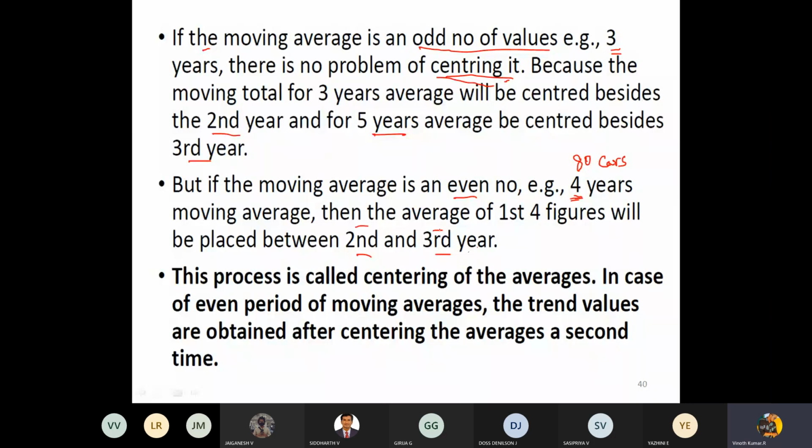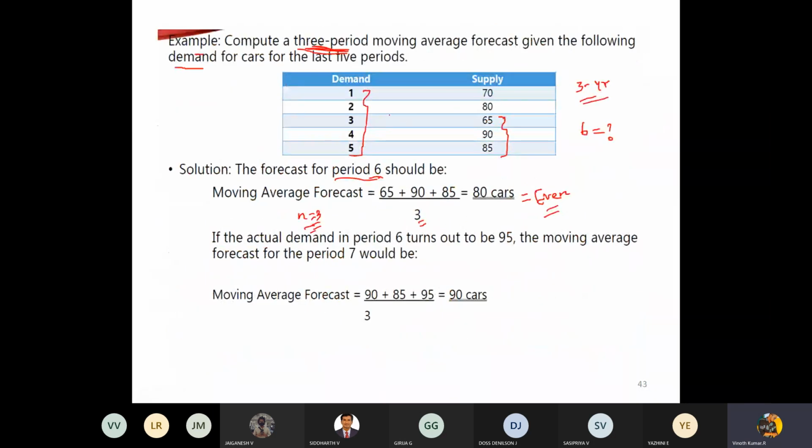So let's come to the problem. The first four, so second and the third one. So what is the second value? It is 80.